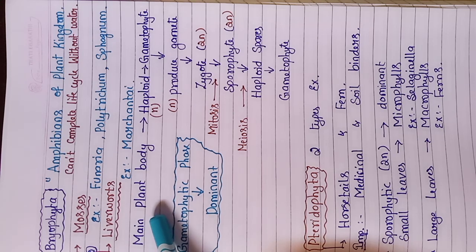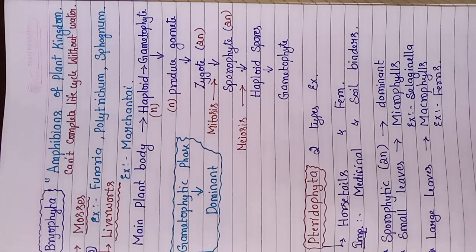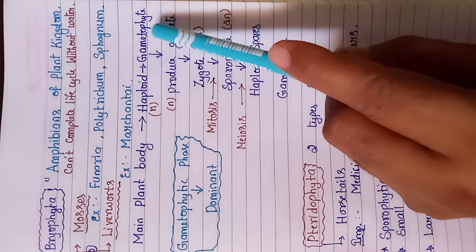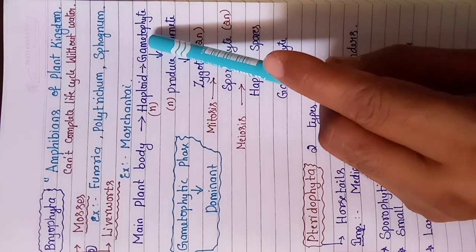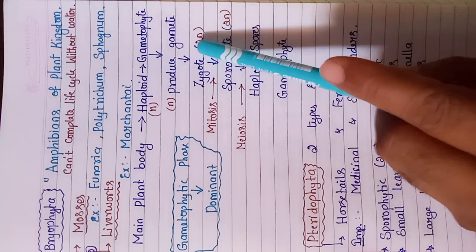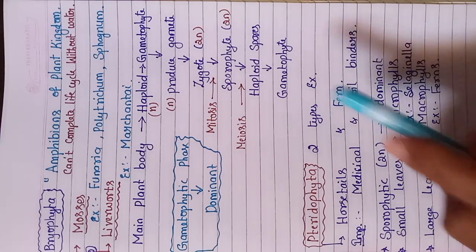The main plant body is the gametophyte, which is haploid. Haploid means having one set of chromosomes, represented by small n. Gametophyte, children: phyte means plant, and gameto means gamete-producing plant. Gametes are the sex cells, male and female. So the gametophyte is the gamete-producing plant body. They produce haploid gametes.